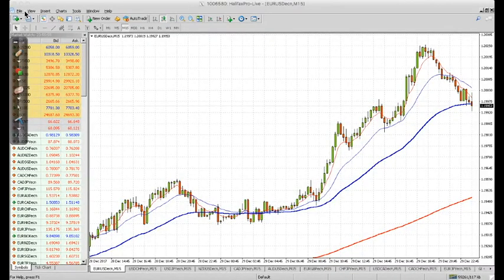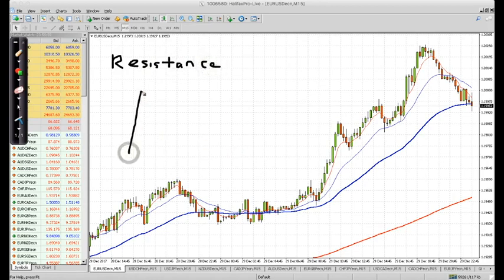Alright, so let me talk about the importance of identifying support and resistance levels on price charts. So first, let me define support and resistance. Support and resistance are price levels where prices tend to stop and reverse direction. So for example, a resistance level, let me write down resistance level, is a price level where the price tends to move up, and when it reaches a level, it tends to stop and reverse back down.